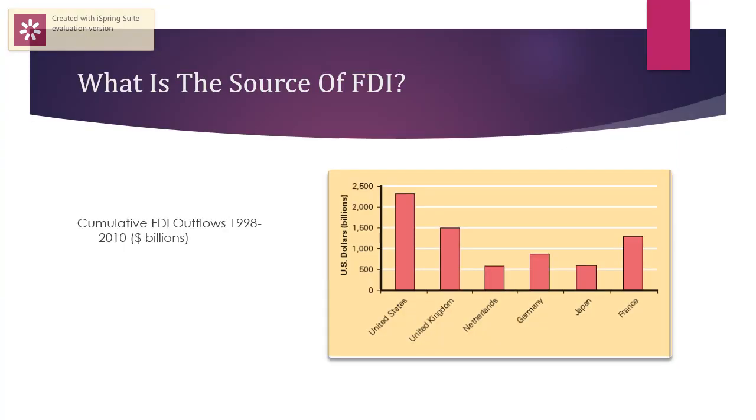Now we will discuss the sources of FDIs in terms of the cumulative outflow between 1998 and 2010. If you can see, there is an increasing number of outflows of FDI from the US and UK. In fact, most of the countries belong to Europe and the US, except for Japan, which is an Asian country. The reason is their strict market policies, their regulations, the availability of factors of production, and so on.